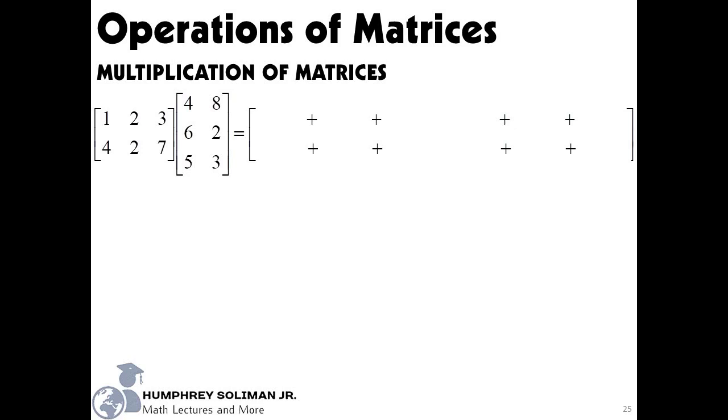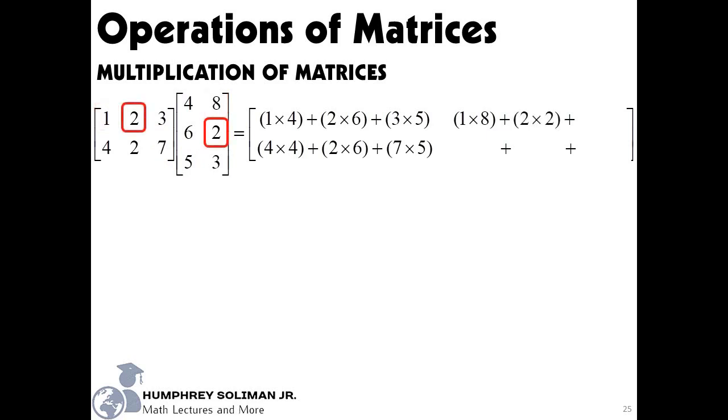In the resulting matrix, the element, A11, is the sum of 1 times 4, plus 2 times 6, plus 3 times 5. The element, A21, is the sum of 4 times 4, plus 2 times 6, plus 7 times 5. The element, A12, is the sum of 1 times 8, plus 2 times 2, plus 3 times 3. The element, A22, is the sum of 4 times 8, plus 2 times 2, plus 7 times 3. After that, we can see this matrix as a result.